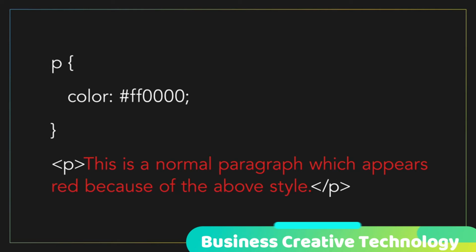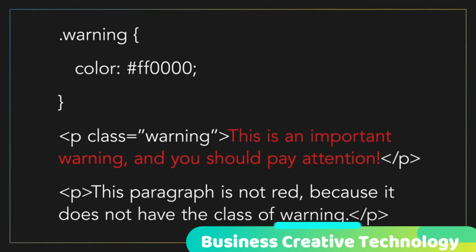Here we state that all paragraphs in our HTML document should have a text color of FF0000 or red. The color is written as hexadecimal code, specifying the shade of red. What if we want to have just one paragraph as the red paragraph, maybe a warning of some kind? We can use a CSS class to make that happen.